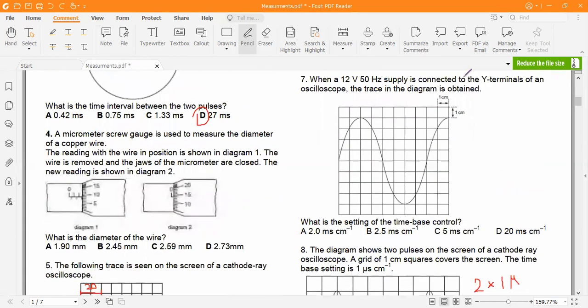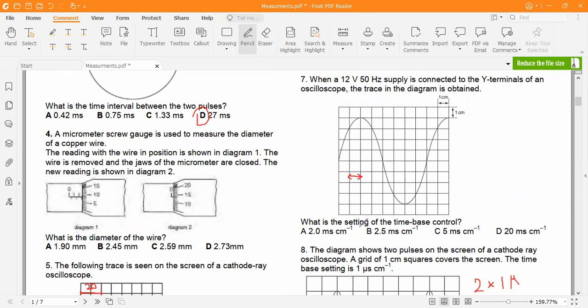So this is another type of question. When a 12-volt 50 hertz supply, so this is the reverse kind of question now. Initially they gave us the time base and the graph, and we had to calculate the frequency. Now they've given us the frequency, and they want us to find the time base. What does each block represent? That's what they want to ask.